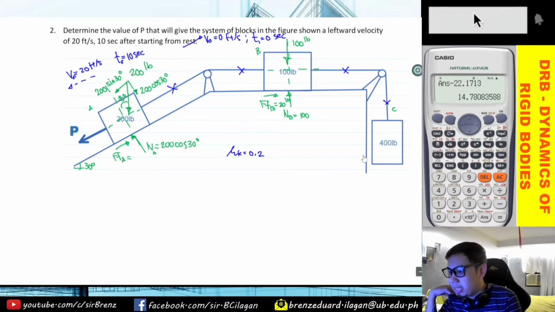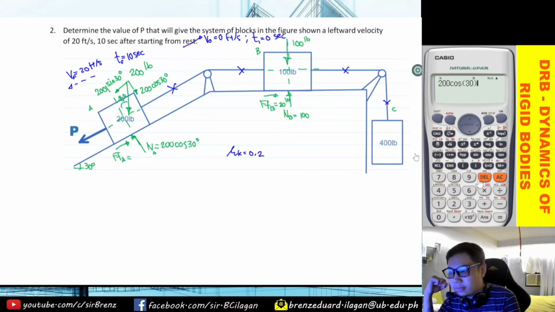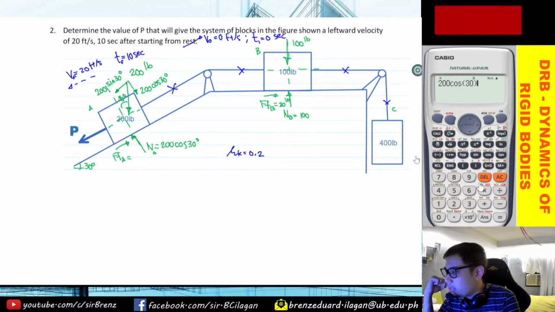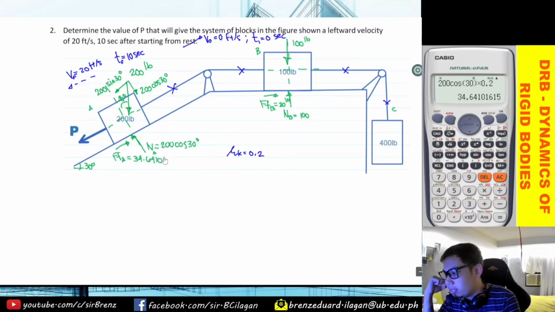Alright, so sige, pindutin na lang din natin yung frictional force at A. So, open lang natin yung calcu. So that is 200 cosine of 30 times 0.2. So that is 34.6410 pound.